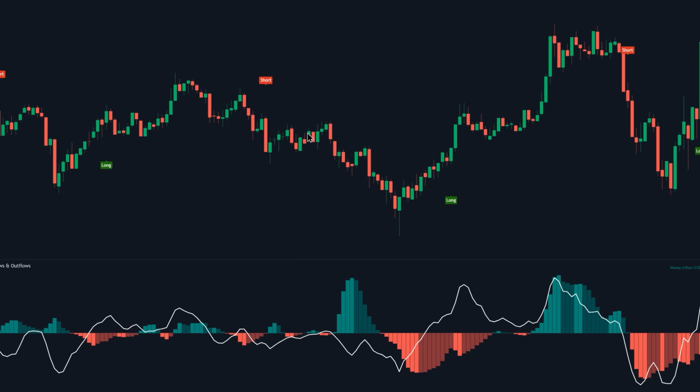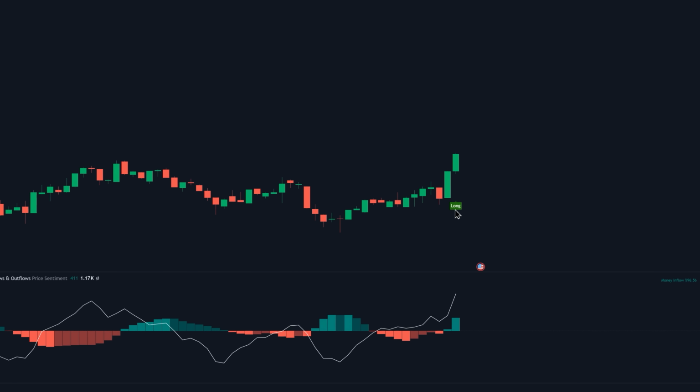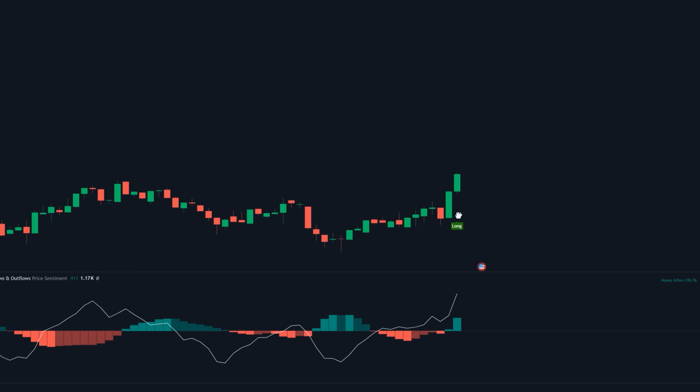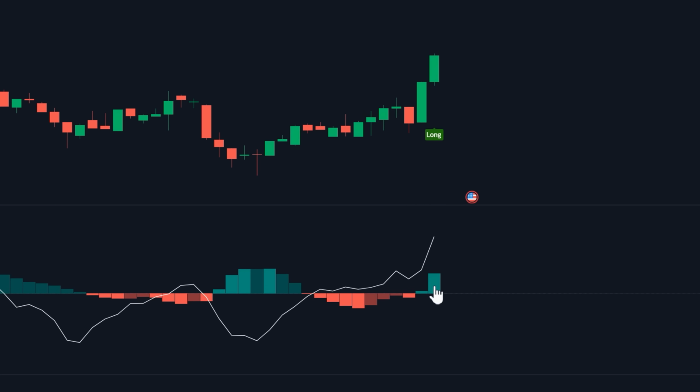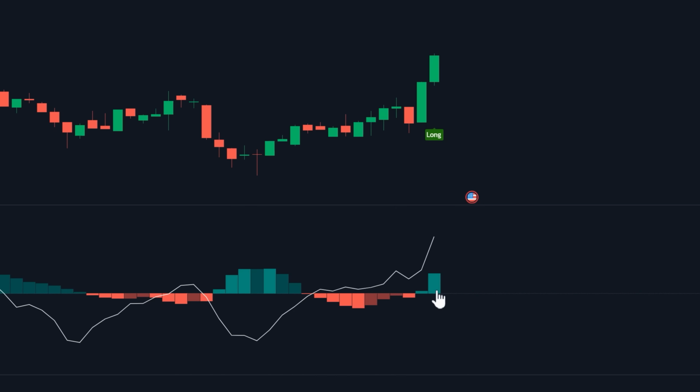Now, to take a long position with this strategy, the first condition is you want to have a long signal printed by the PT Market Beacon indicator. This indicates our entry candle. Next, corresponding to this signal candle, we need to look down here. Basically, the most recent histogram bar from the open interest inflows and outflows indicator should be colored green. This indicates that more traders are opening new positions, increasing market interest and potentially increasing bullish momentum.